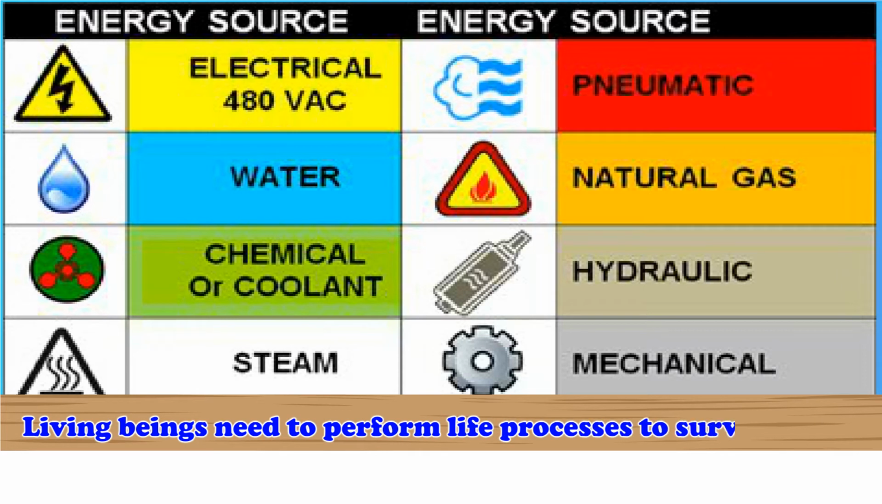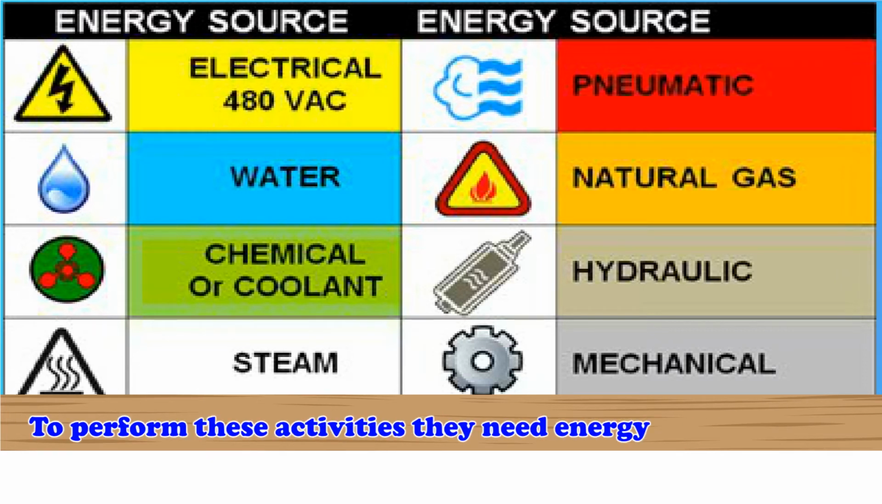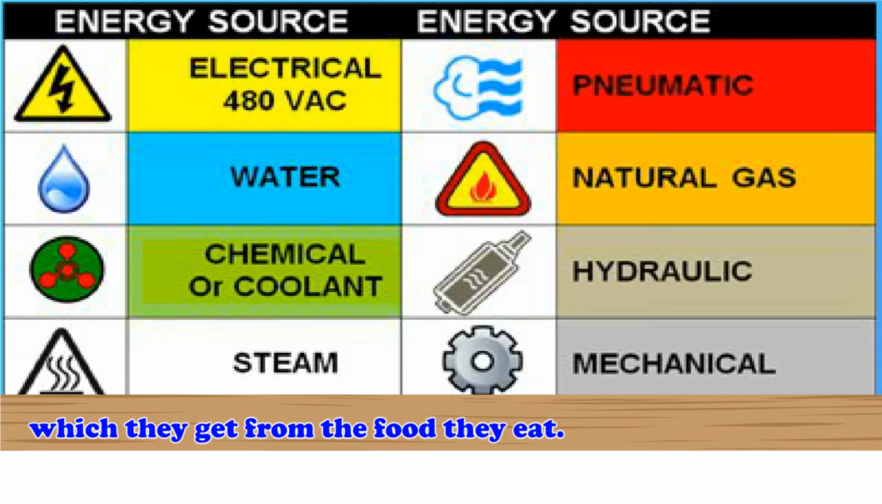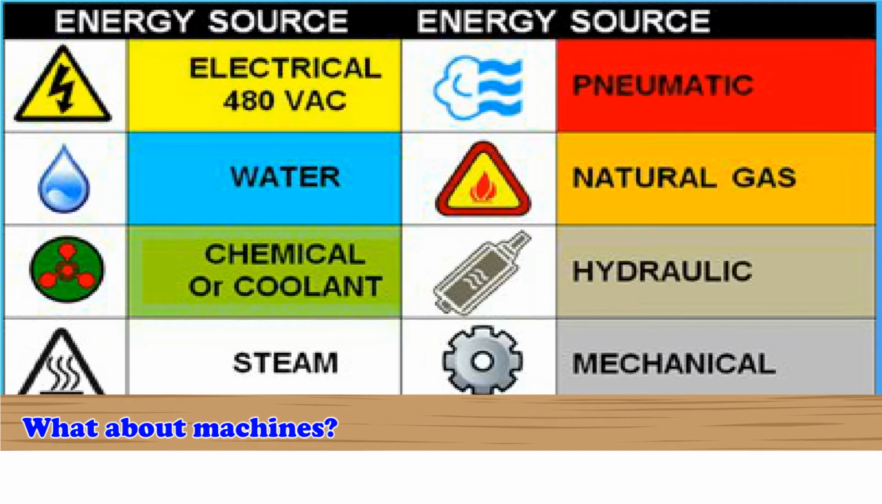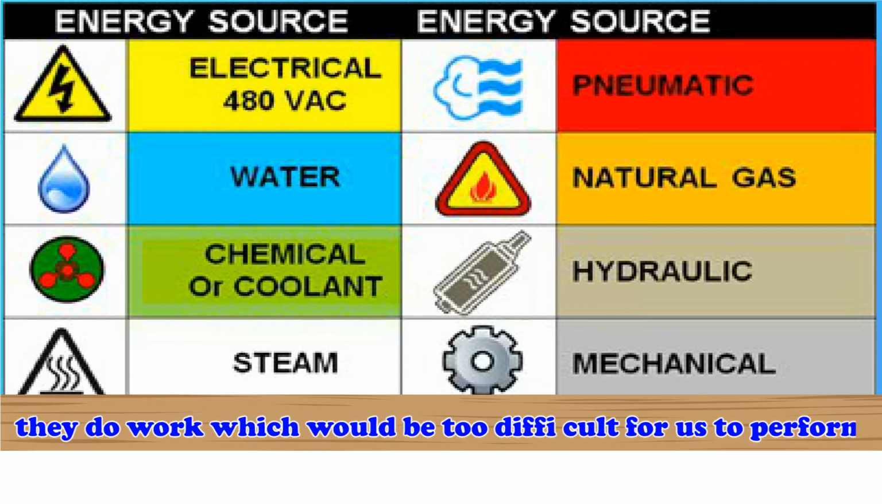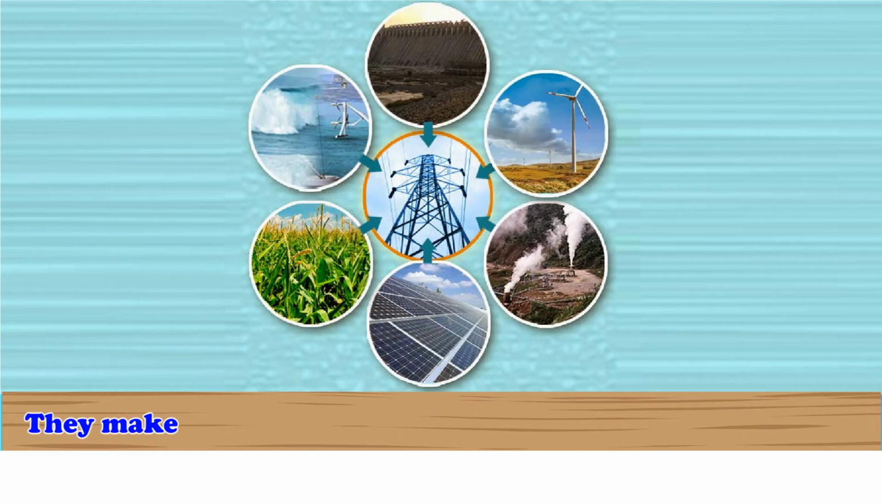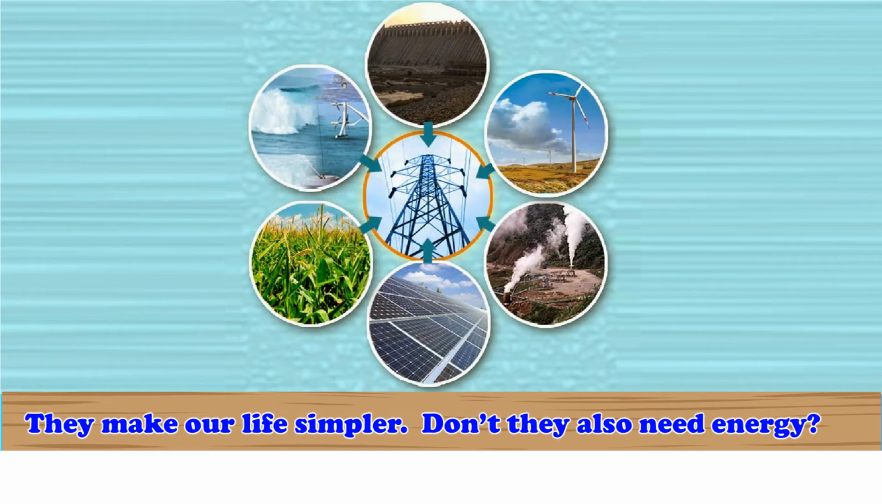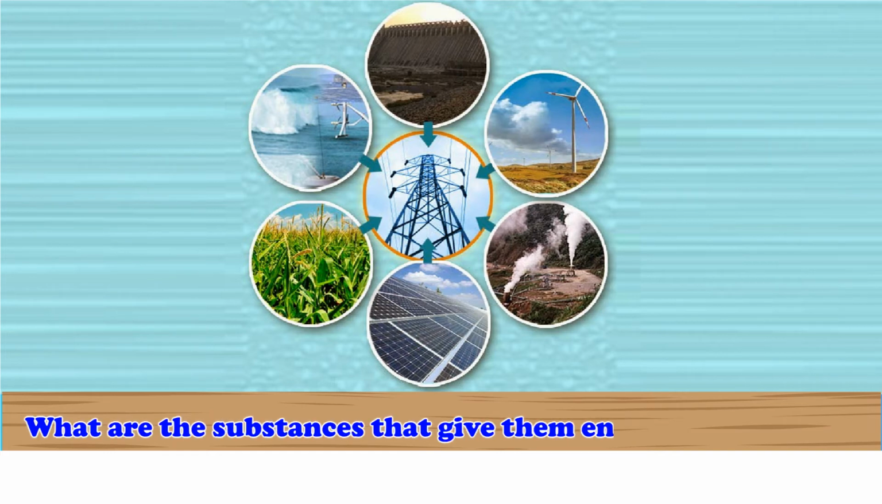Living beings need to perform life processes to survive. To perform these activities, they need energy which they get from the food they eat. What about machines? They also perform many activities. They do work which would be too difficult for us to perform. They make our life simpler. Don't they also need energy? What are the substances that give them energy?